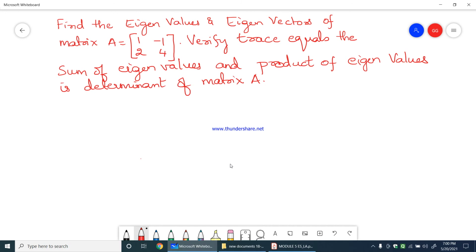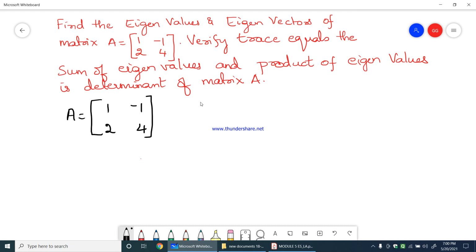In this problem, we need to find out the eigenvalues and then we need to find out the eigenvectors, okay, of the given matrix A, and then we need to verify the trace equals the sum of eigenvalues, and the product of eigenvalues is determinant of matrix A. So, this is what we are going to do in this problem. So, let us consider the matrix A. So, matrix A is 1, 2, minus 1, 4. Now, first thing is we will find out what is the eigenvalues for this matrix, and then we will find out eigenvectors, and then we will verify the given conditions in the question.